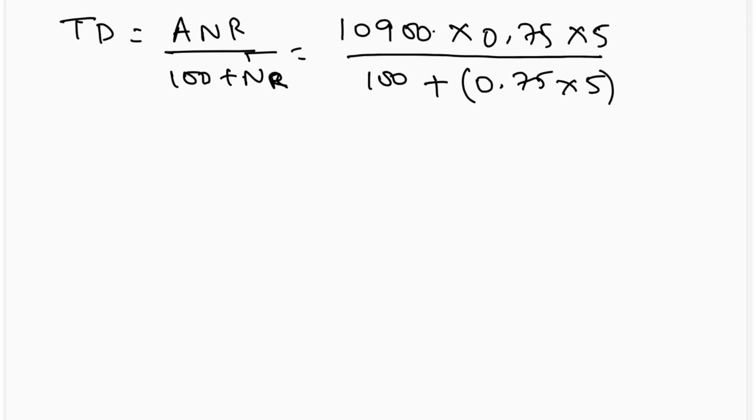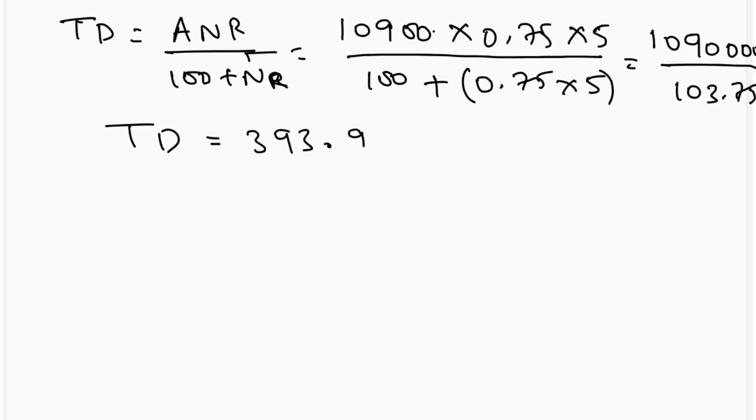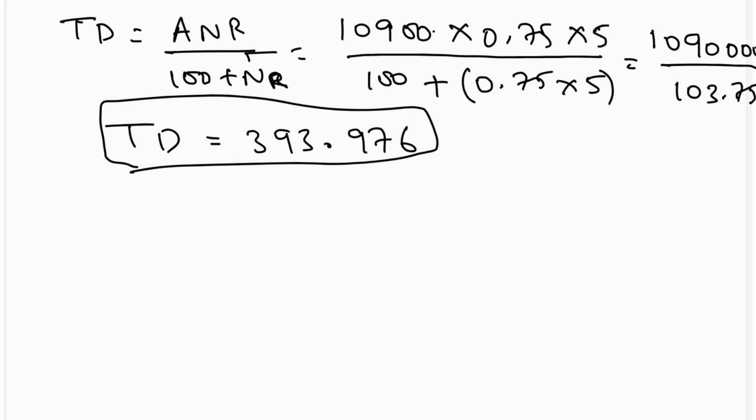Now we also need to find TD. The true discount formula we already know: ANR divided by 100 plus NR. If you substitute all the values according to the formula and simplify, you get 10,90,000 divided by 103.75. So the true discount you will get is 393.976.